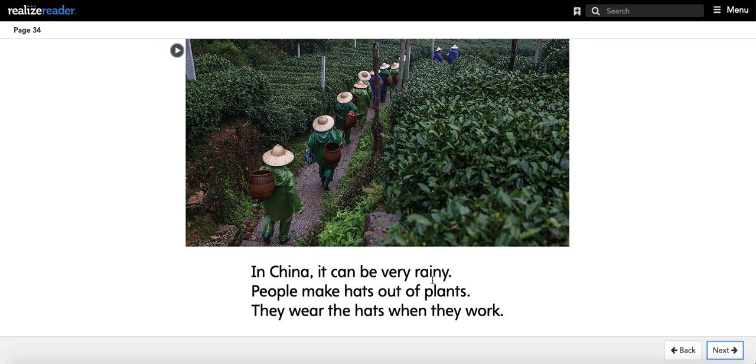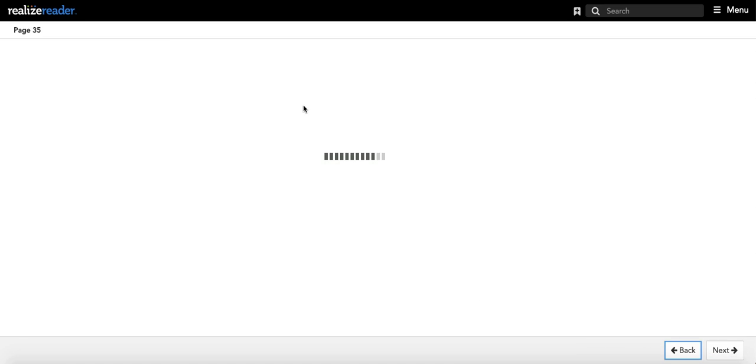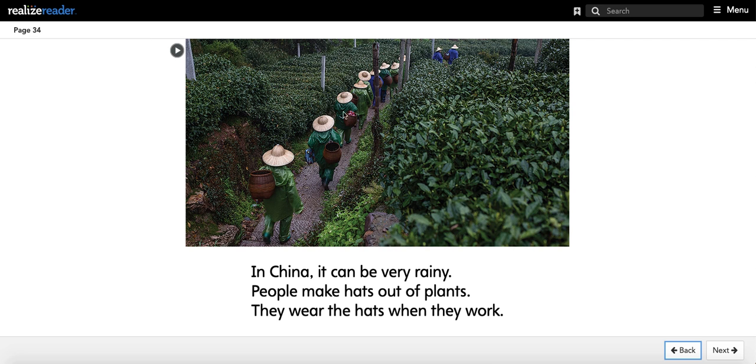Okay, so it can be very rainy. What do they do because it becomes very rainy? What do they make? Yes, they make hats out of plants, and you can see their hats right here. And they wear these when they work. Why do people in China wear hats when they work? So that goes back to this one here. And they wear it to keep their face from the rain, to protect themselves.